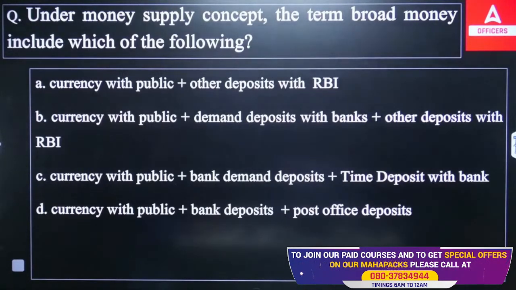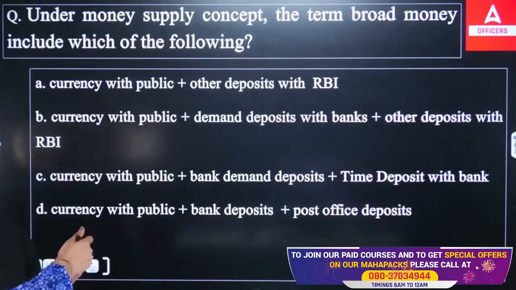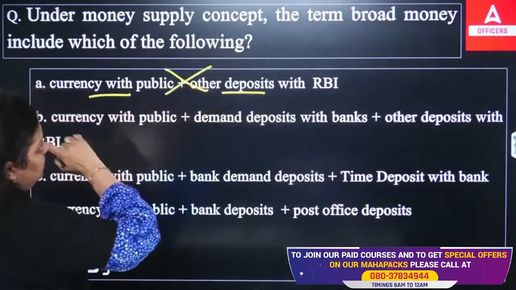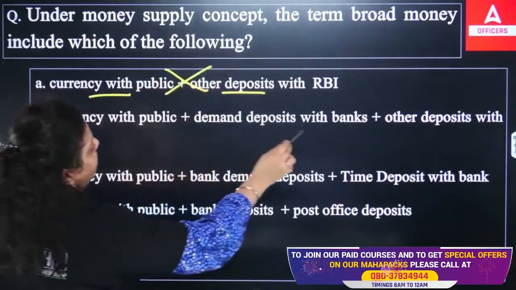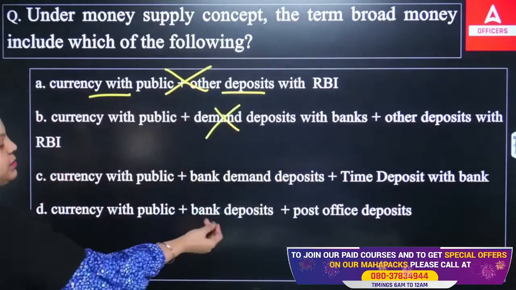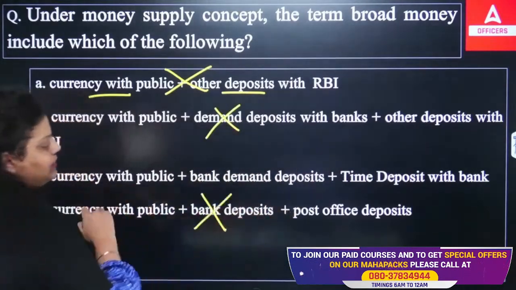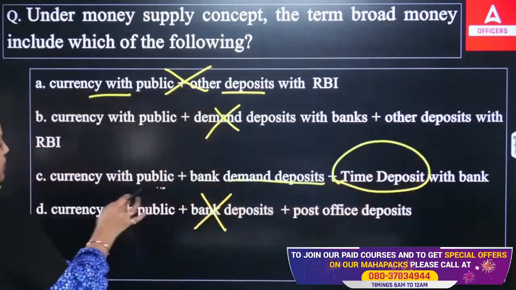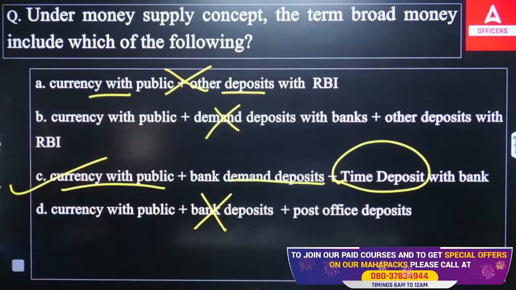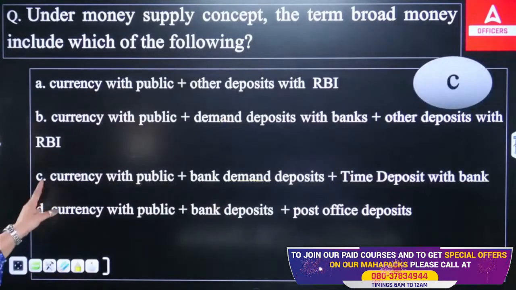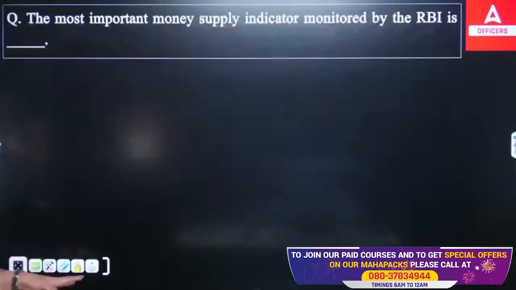Okay. So if I talk about this particular question, the question is talking about what is M3. And you can see M3 will include the term deposit. The first one has demand deposit and public deposit. It does not include term deposit. Then we have currency with public, demand deposit, other deposit with RBI. It also does not have term deposit. The fourth one is saying currency with public plus bank deposit plus post office deposit, but it does not include time deposit. Here is the time deposit with bank, the demand deposit of a bank and the currency with public. So the right answer will be your C option, which will cover the time deposit. It means it will be covered under the M3, and broad money means M3 only.